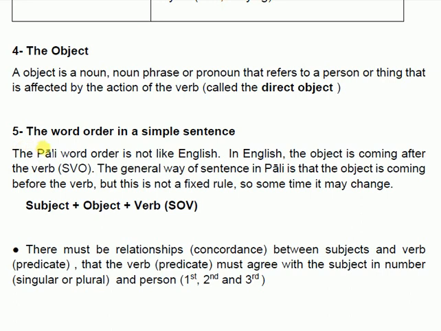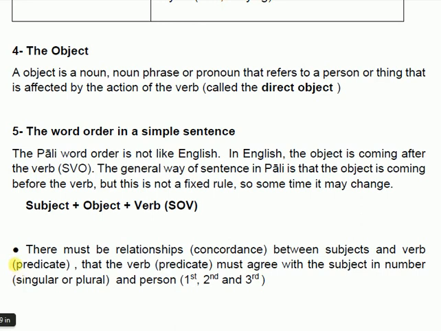And here number 5, the word order in simple sentences. Let's read it. The Pali word order is not like English. In English, the object is coming after the verb. It's called SVO, subject, verb, object. The general way of sentences in Pali is that the object is coming before the verb. But this is not a fixed rule, so sometimes it may change. Subject plus object plus verb, SOV. This is the normal sentence order in Pali. Later you will be familiar with this rule. Now don't worry.